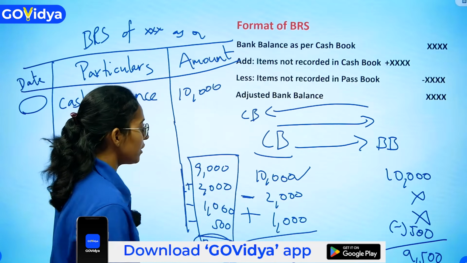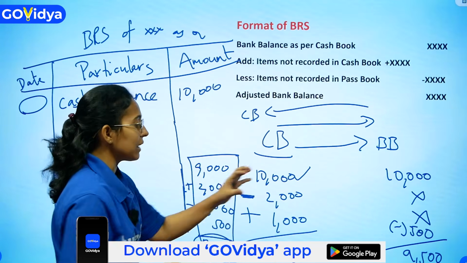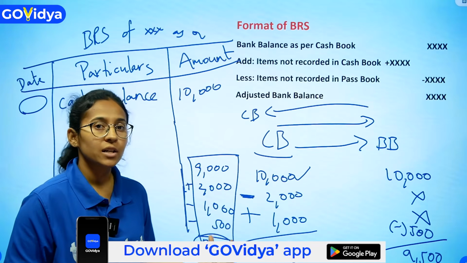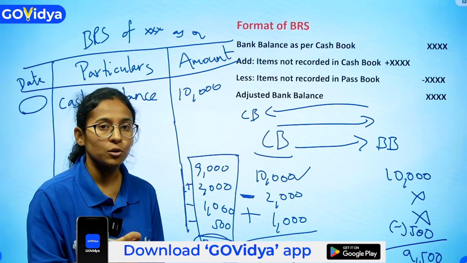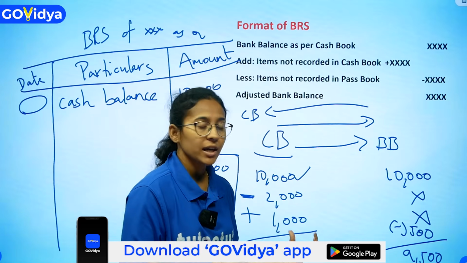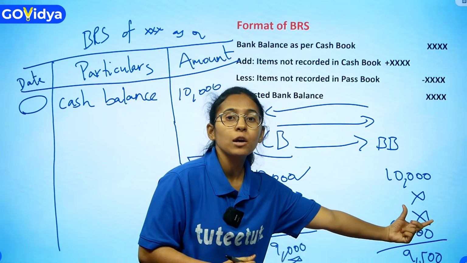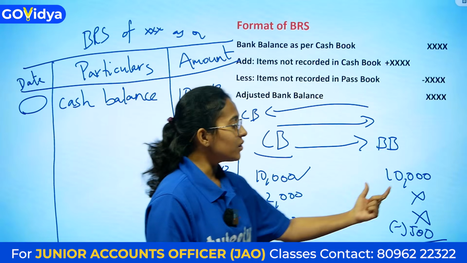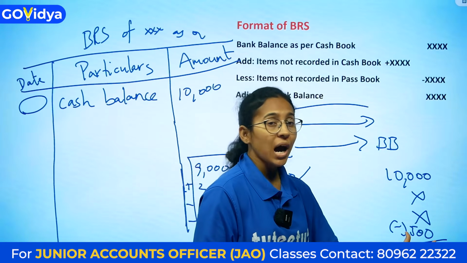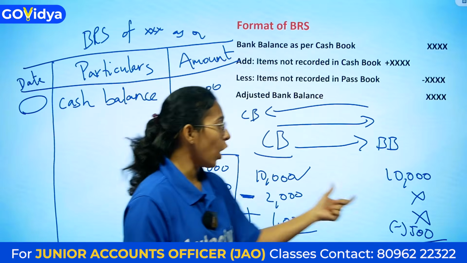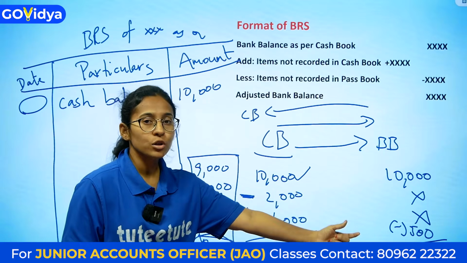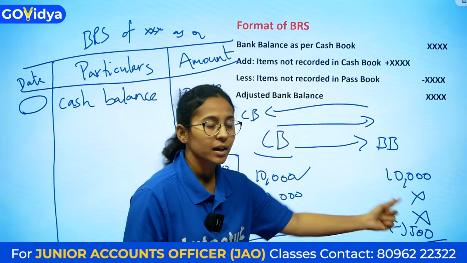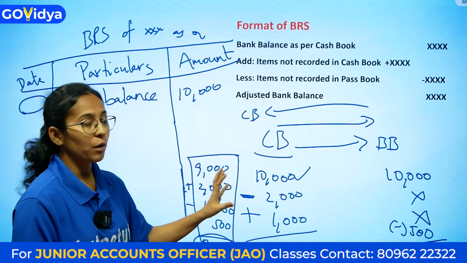Clear? What we have done? Whatever the transaction that are considered in the cash book, we have reversed it. Reverse chesi manam nullify chestunnamo. Why are we nullifying it? Because the same has not been considered by the bank book, and there are the transactions which are considered by the bank but not by the cash book. So all those we have considered here to arrive the balance as per the bank. Clear? So this is how you have to perform.